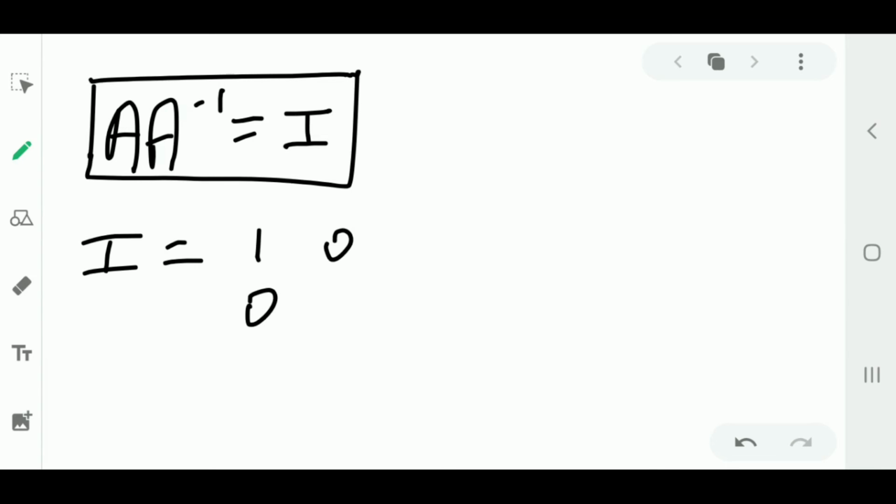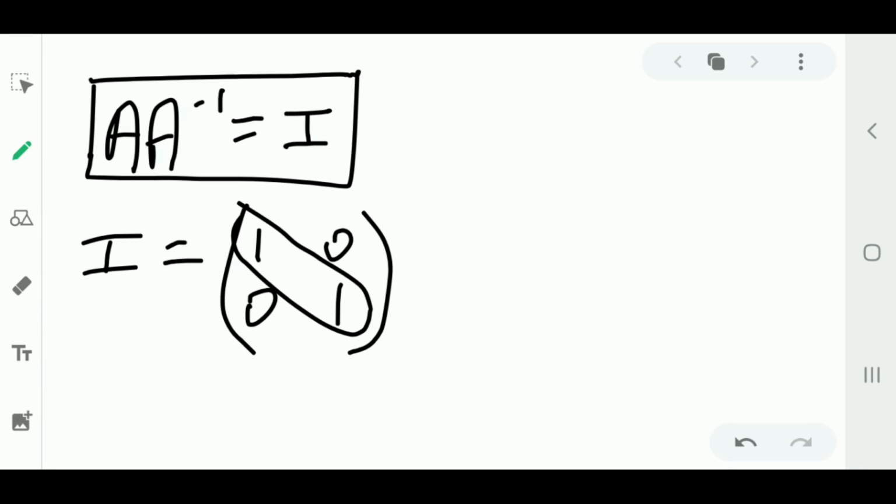Something interesting to always keep in mind is that if you have a matrix A and you multiply it by its inverse, you're always going to get the identity matrix. The identity matrix is equal to this here. As you can see, the leading diagonal has 1s and the opposite diagonal has 0s. So that's just something you need to keep in mind.